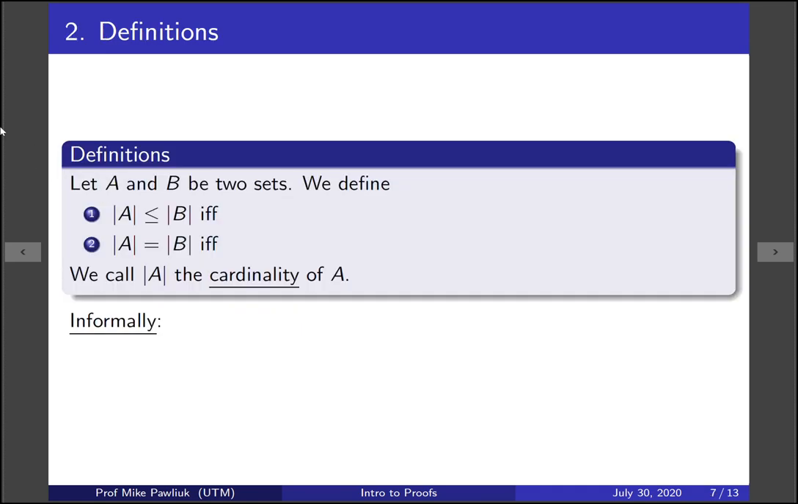Now let's go to some definitions. Let A and B be two sets. We define the cardinality of A is less than or equal to the cardinality of B if, well, what? And when do we say that the cardinalities are equal? Well, think about the hand example and think about the chair example. So the first one is like the chair example. So we say that the cardinality of A is less than or equal to the cardinality of B if and only if there is an injection where the domain is A and the codomain is B.